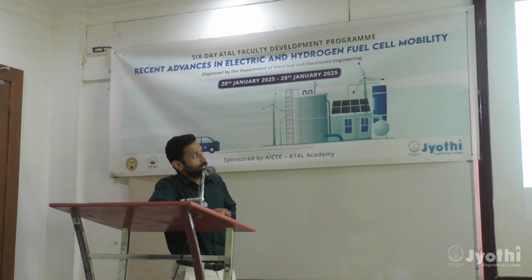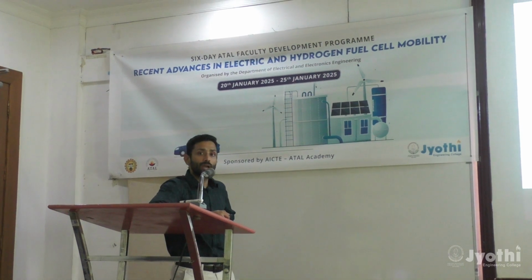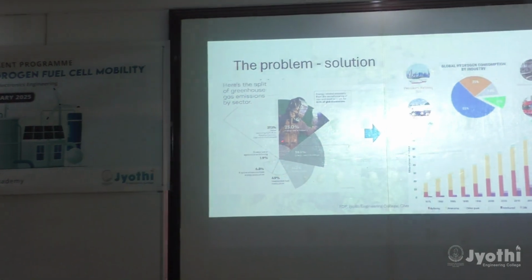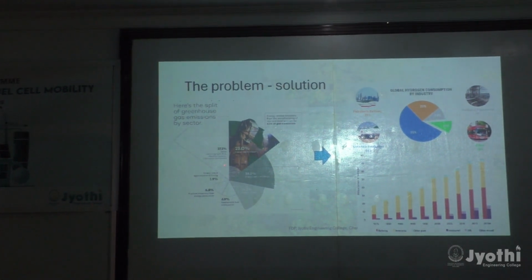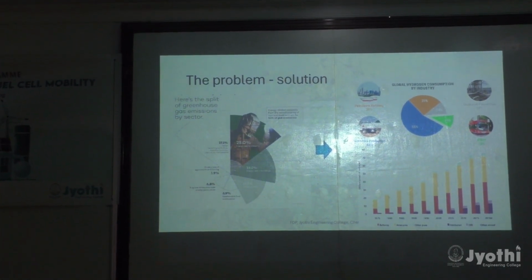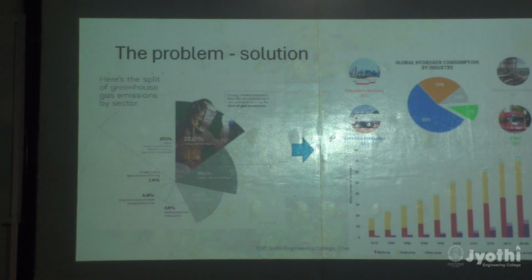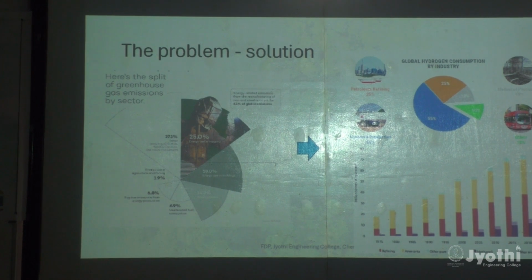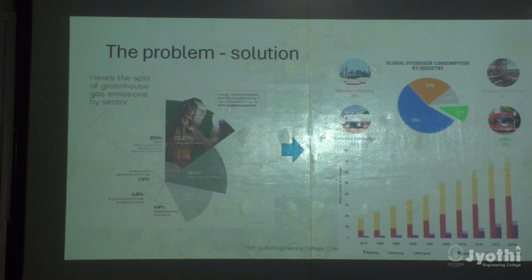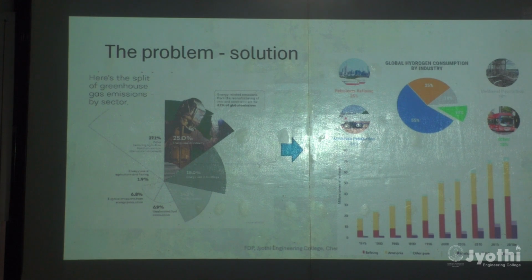Now, when you come to hydrogen, this is a problem because you have all these greenhouse gas emissions, mainly carbon dioxide, which has the highest potential for global warming, and those are all termed as greenhouse gases. In that sense, CO2 is quite an undesirable product of any of these industries or various applications.